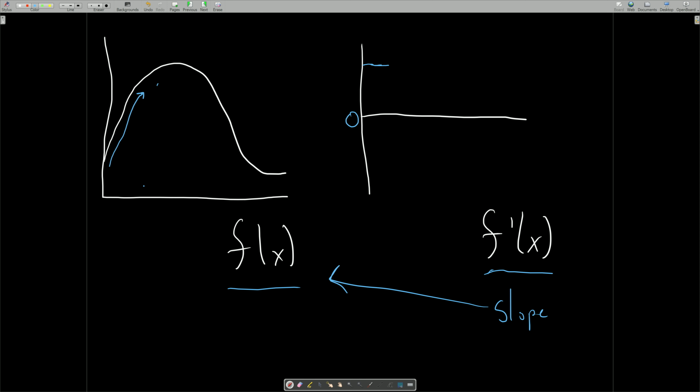Now at this part of the graph, the slope starts to get smaller and smaller until it hits 0 right here. On the derivative graph, you mark that by showing that the derivative gets closer and closer and hits 0.